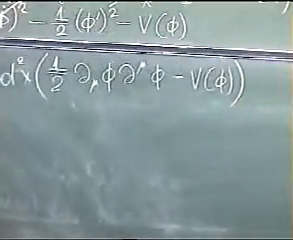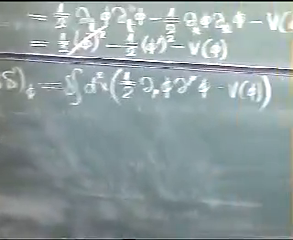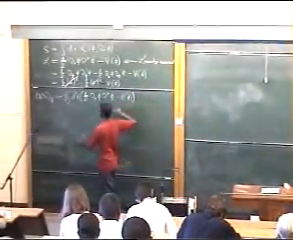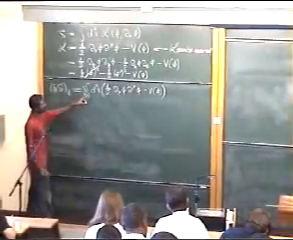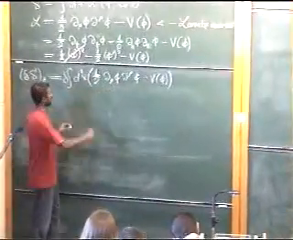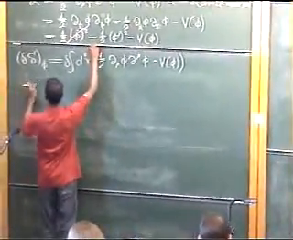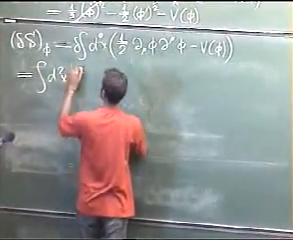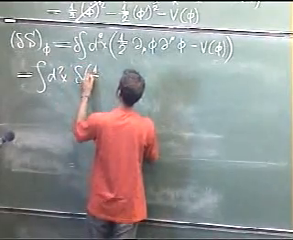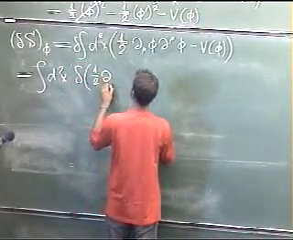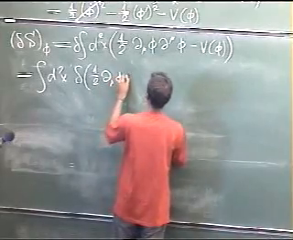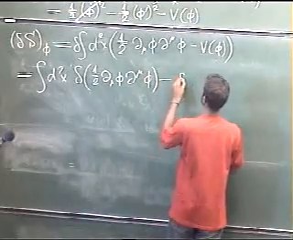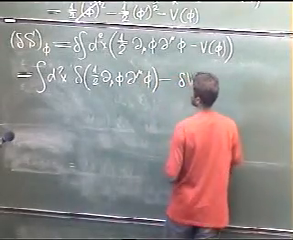Is this boring for anyone? Do you want me to go through it in detail at least once? Okay. So what happens here is that I've got to vary each of these terms. When I take the variational derivative of this guy, I get d2x. So it's delta of 1/2 d mu phi minus delta of v of phi.